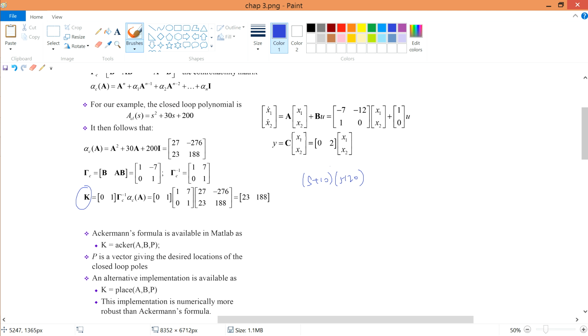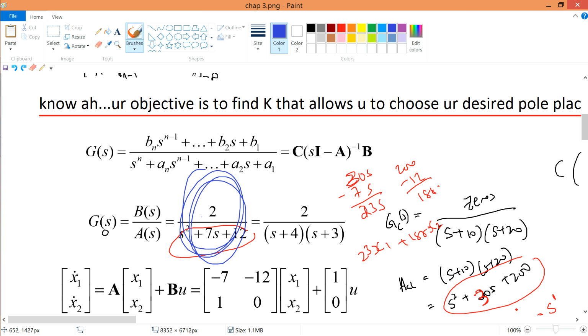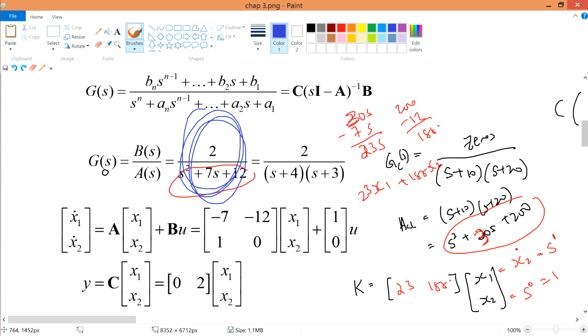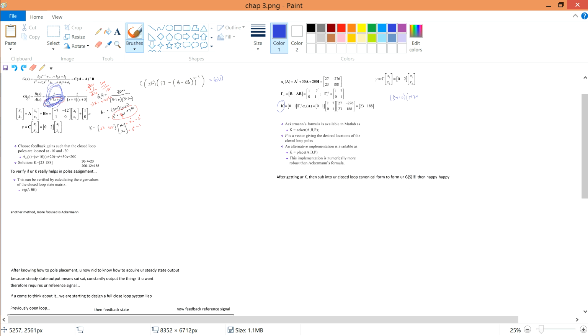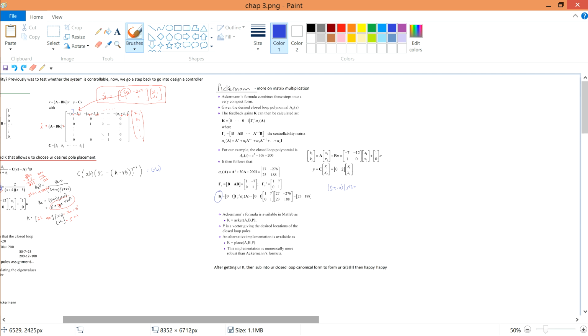Anyway, we take our desired closed loop system, multiply it and expand. When you expand it, you will receive s squared plus 30s plus 200 as a form. This is your desired poles, your desired closed loop. I repeat again, it's closed loop. Your initial one, which is the open loop one, is s squared plus 7s plus 12, right? So you want to shift your s squared plus 7s plus 12 into s squared plus 30s plus 200. This is the same thing as the last video, but I just continue now.